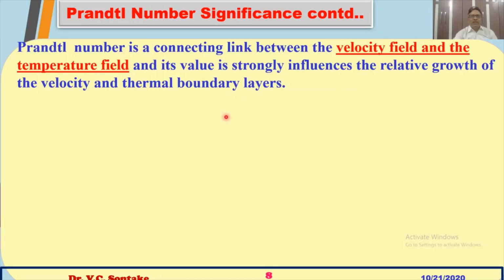So the Prandtl number is basically a link which will tell you, when a fluid is flowing over a surface and a temperature gradient exists between the surface and the fluid, there will be momentum transfer as well as heat energy transfer. Because of that, there will be setting up of a velocity field and temperature field, and as a result, velocity and thermal boundary layer formation takes place. The Prandtl number will tell you the relationship between these two boundary layers, that is, velocity and thermal boundary layers.